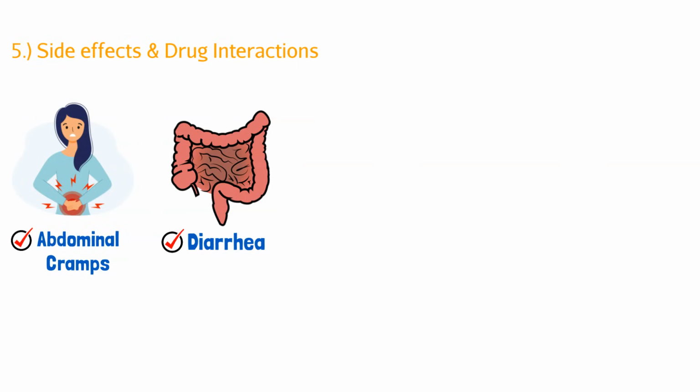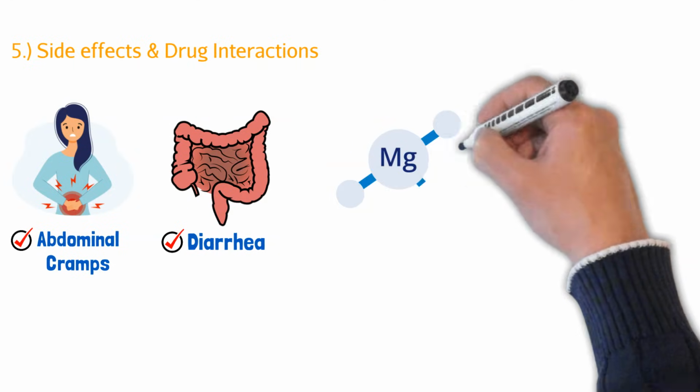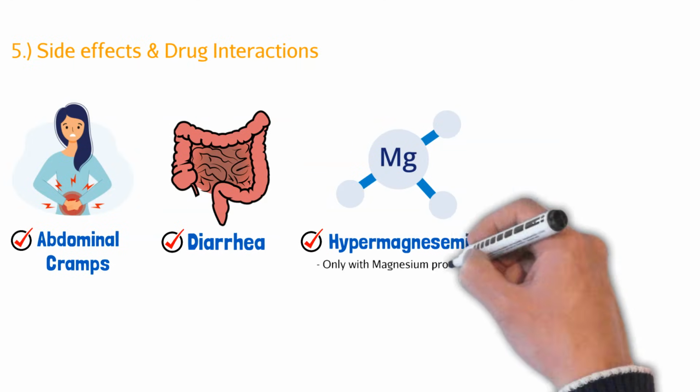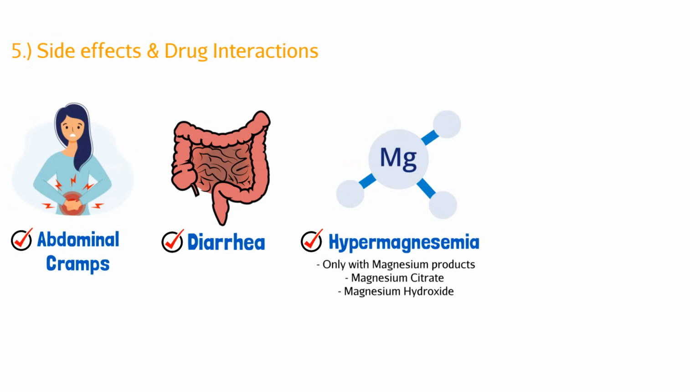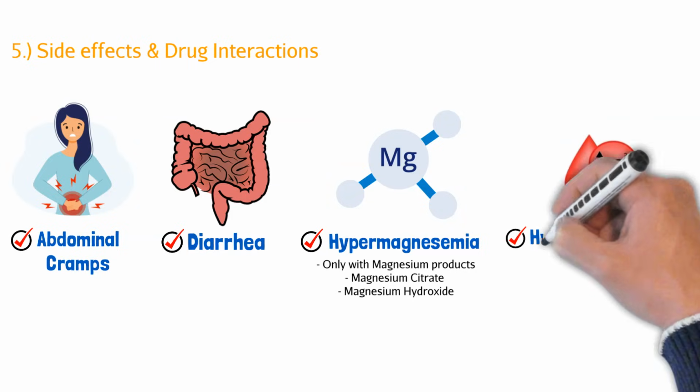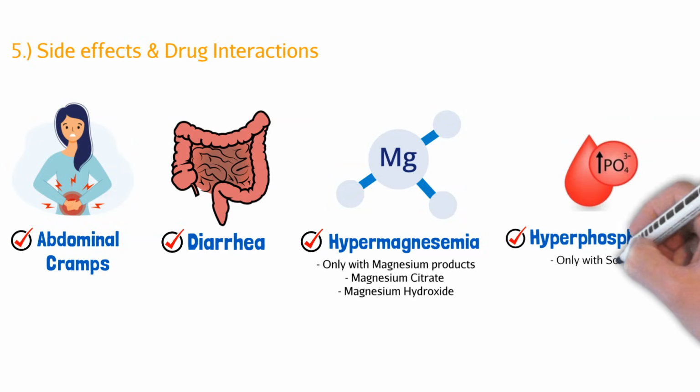The next one is specific to our magnesium products, right? You can get hypermagnesemia if you take too much, or if you're renally impaired and can't filter out the magnesium enough. This is specifically to magnesium citrate and magnesium hydroxide, and too much magnesium can cause arrhythmias. And the last one is hyperphosphatemia, and this is only with that sodium phosphate product, and too much phosphate can cause cardiovascular risk.